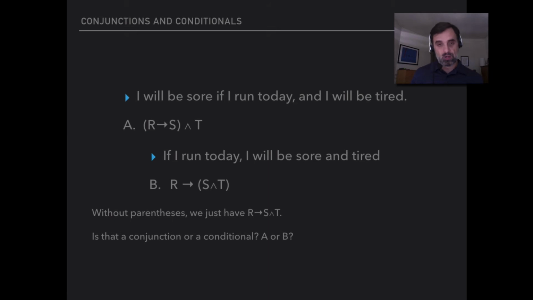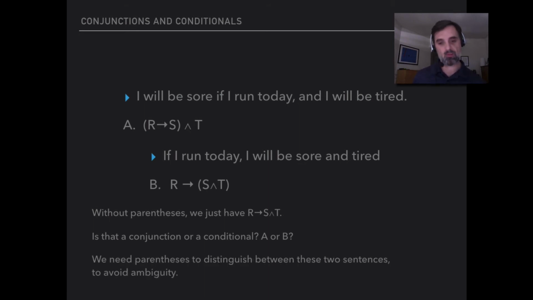But is that a conjunction or is that a conditional? Is that thing saying R, arrow, S, conjunction, T? Is that saying A, or is it saying B? They say different things. We use the parentheses to distinguish between these two sentences to avoid ambiguity. The parentheses group, and that's how they work.